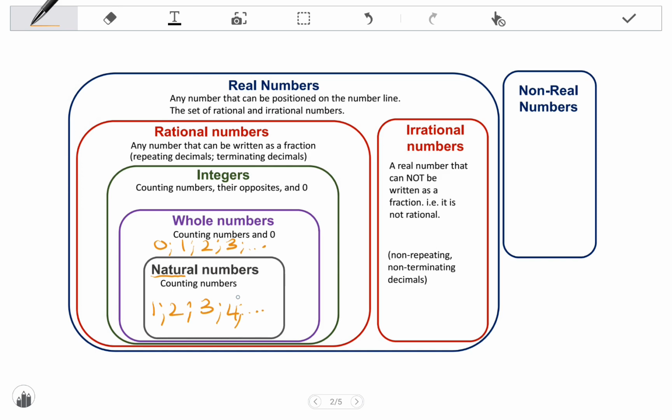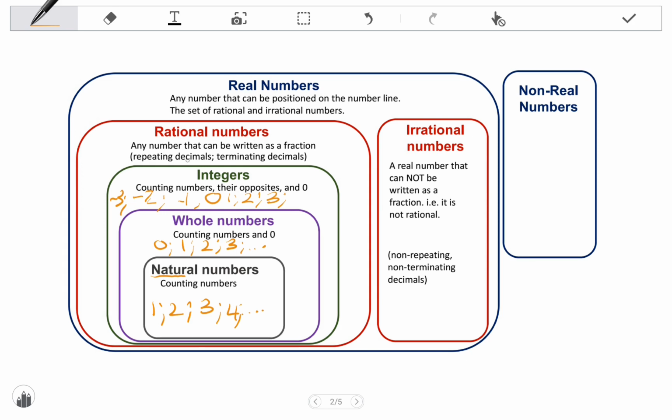Now the way this diagram works is each square represents a set of numbers. If the set is within another set, so if the natural numbers are in the set of whole numbers, that means that they are included. So natural numbers are automatically also whole numbers. But not all whole numbers are natural numbers. Going on to integers, those are the counting numbers, so 1, 2, 3, and their opposites, -1, -2, -3, and 0.